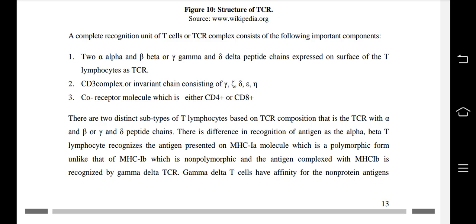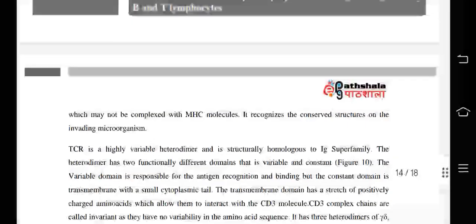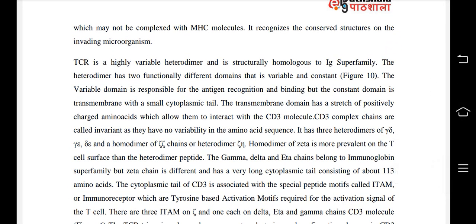There are two distinct subtypes of T lymphocyte based on TCR composition, that is, the TCR with alpha and beta or gamma and delta peptide chains. There is a difference in recognition of antigen. The alpha beta T lymphocyte recognizes the antigen presented on MHC-IA molecule, which is a polymorphic form unlike MHC-IB, which is non-polymorphic, and the antigen complex with MHC-IB is recognized by gamma delta TCR. Gamma delta TCR have affinity for non-protein antigen, which may not be complexed with an MHC molecule. It recognizes the conserved structures on the invading microorganism.